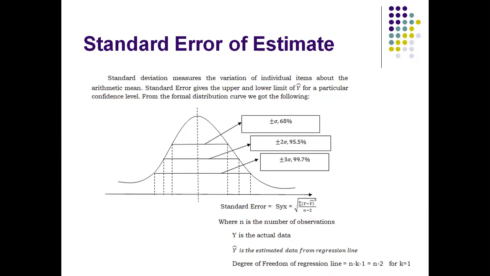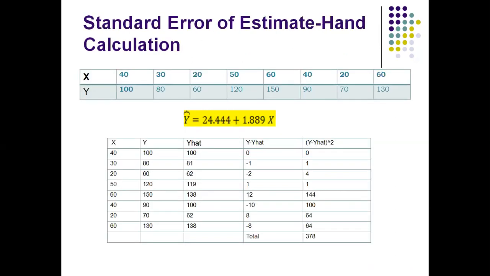So k is equal to 1, so n minus 1 minus 1, so n minus 2. So the denominator we are considering. Now, this is the hand calculation. If you check, this data is given and the corresponding regression equation is given, that is 24.44 plus 1.889x. That is y hat. So this is basically the simple regression.